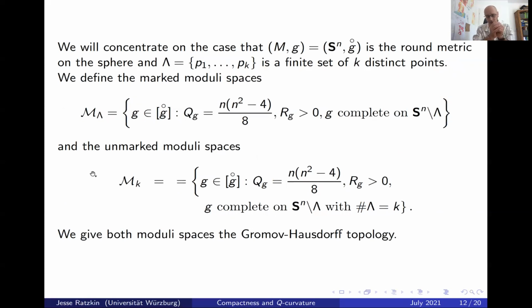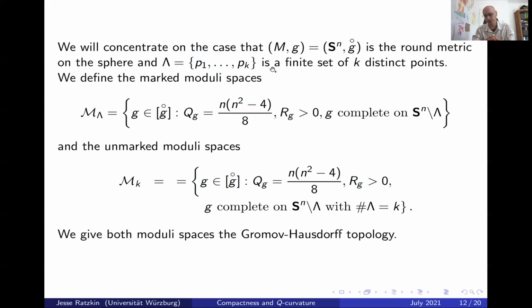Specifically, I want to take my background metric to be the round metric on the sphere. And I want to actually take my singular set to be a finite number of points. It's going to be some finite collection of k distinct points. My capital Lambda is going to be P1 through Pk.